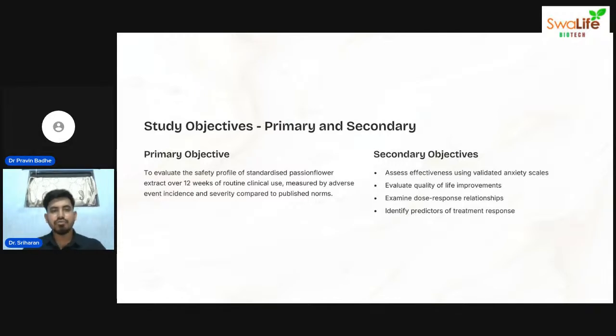Likewise, we divide the primary and secondary objectives. The primary objective is the safety profile. We are profiling the safety of Passiflora use over 12 weeks. Our secondary objective is using an anxiety scale, and we also evaluate quality of life improvement and the dose response relationship, and also identify predictors of treatment response in the patient. These are the secondary objectives.